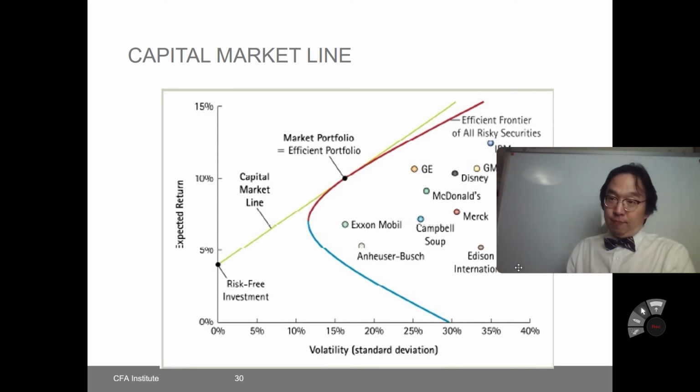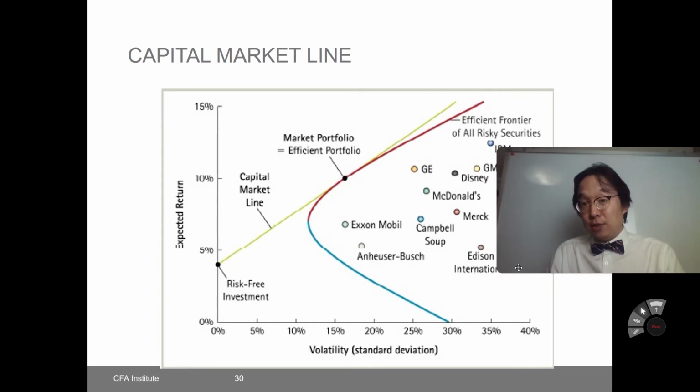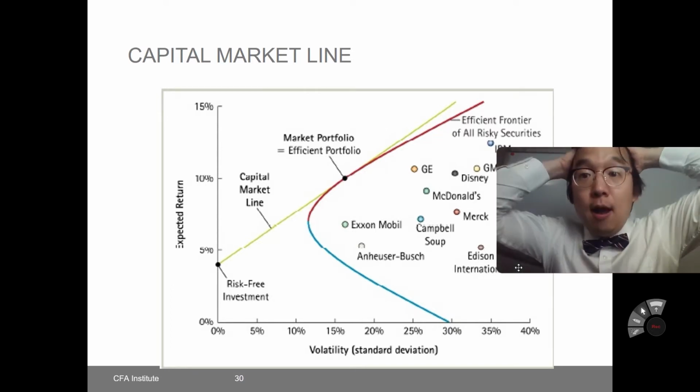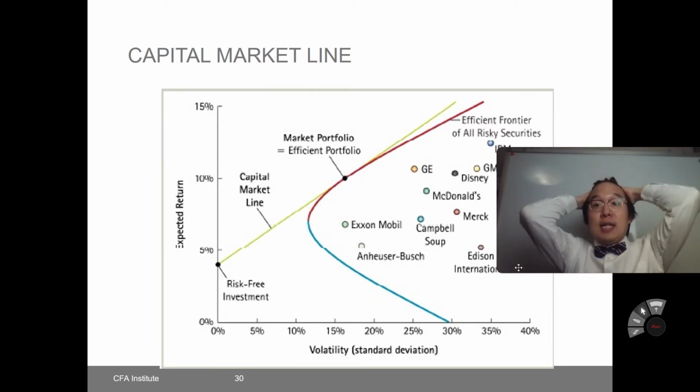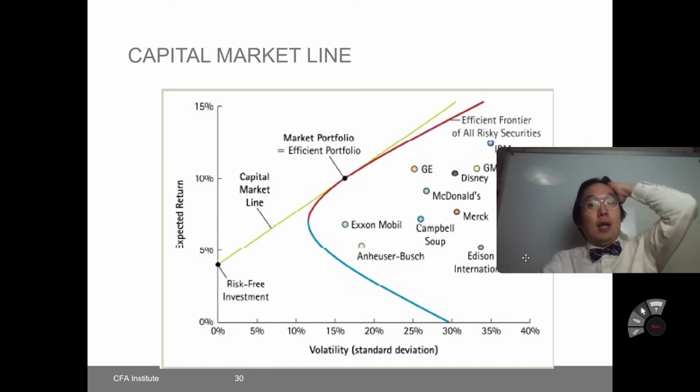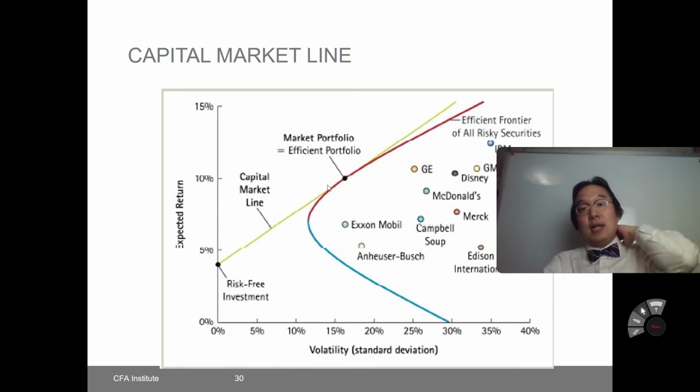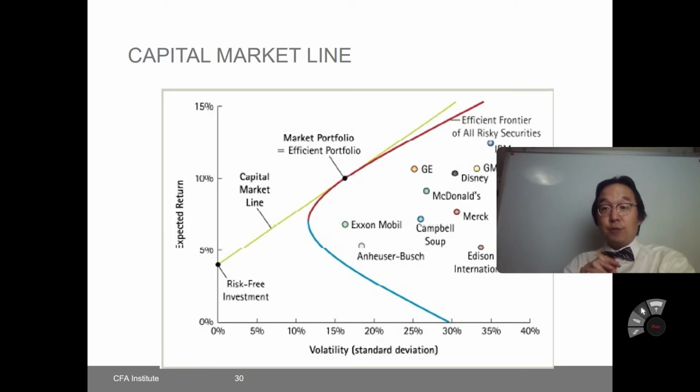And here it is based on U.S. stocks, right? ExxonMobil, General Electric, McDonald's, Merck, and all these things. And then what you can see is that the efficient frontier will be expanded like this, the red curve over there. It will be bigger than any combinations of 2 different stocks, or 3 different stocks.